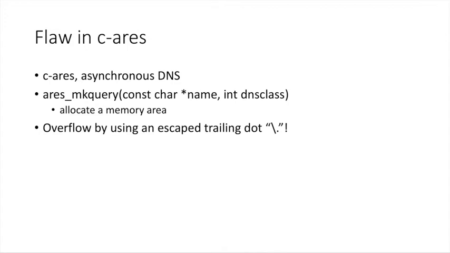c-ares is a C library for asynchronous DNS requests. Here we just talk about one function in c-ares. The function is called ares_make_query. The function takes a name string as input, allocates a memory area for the outgoing packet with DNS protocol data, and returns that newly allocated memory area and its length. Due to a logic mistake in the function, you could trick the function to allocate a too-short buffer by passing in a string with an escaped dot.